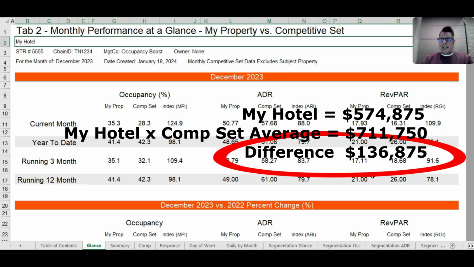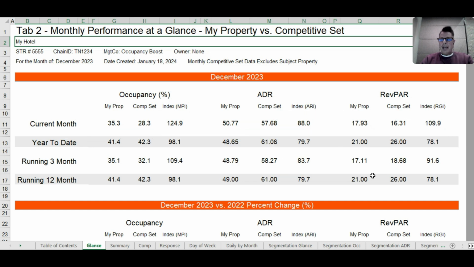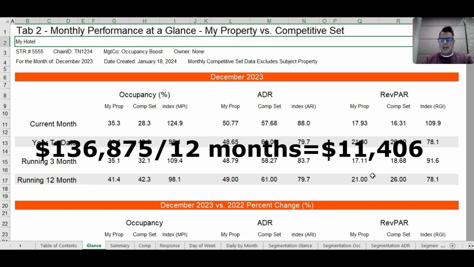So if I want to break that down a little bit further and see about how much they were down a month, I can divide that $136,875 by 12 months in the year, and I'm going to get $11,406. So they're basically down a little over $11,000 a month. Okay, $11,000 a month is quite a bit of money.